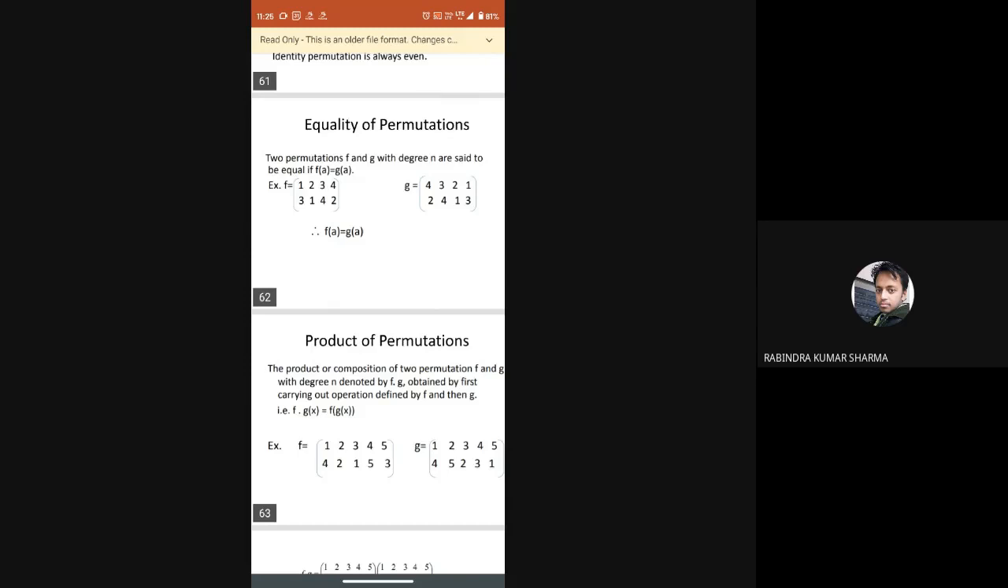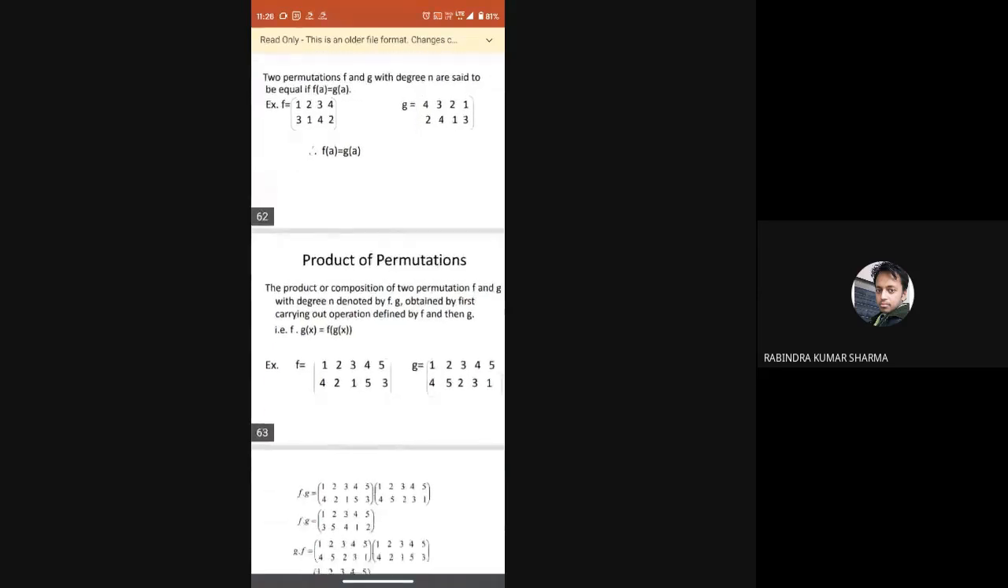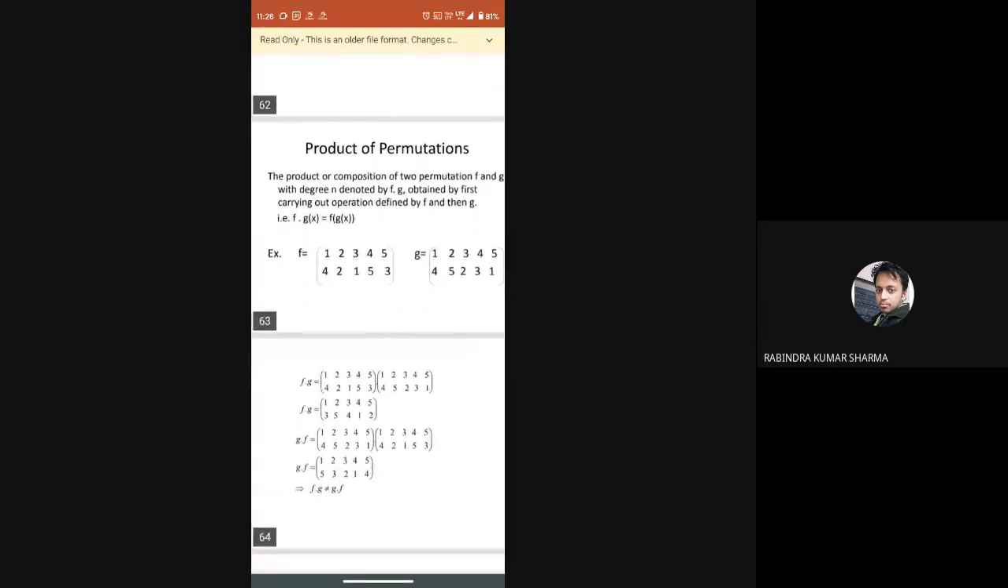Okay, if the output is different, then it is not equality of permutations. Clear? So f of a is equal to g of a. Clear? Input value and its corresponding output are the same in both permutations f and g. Clear? That is called equality of the two permutations. Clear? And next is the product of permutations.